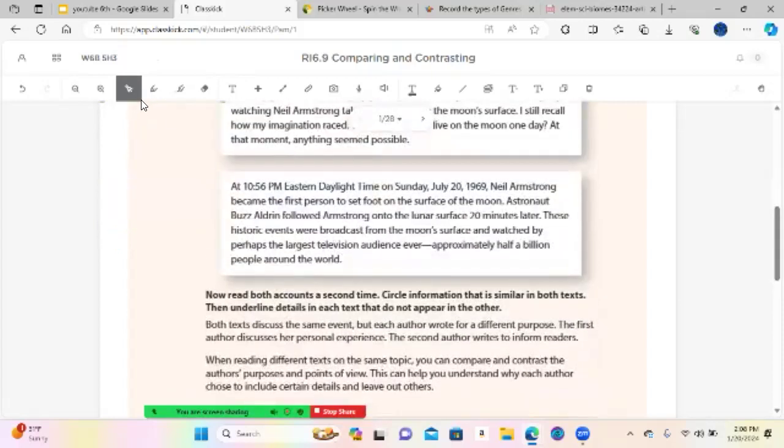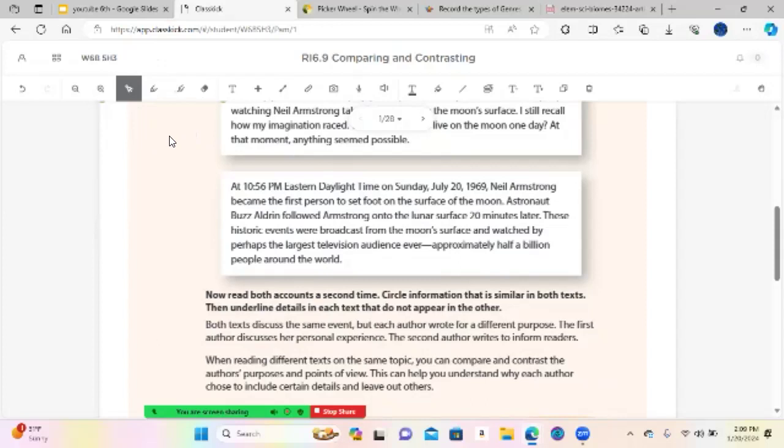At 10:56 p.m. Eastern Daylight Time on Sunday, July 20, 1969, Neil Armstrong became the first person to set foot on the surface of the moon. Astronaut Buzz Aldrin followed Armstrong onto the lunar surface 20 minutes later. These historic events were broadcast from the moon's surface and watched by perhaps the largest television audience ever, approximately 500,000,000 people around the world.